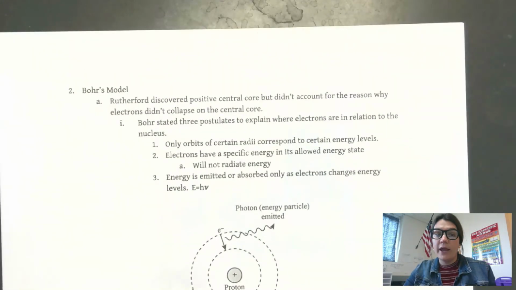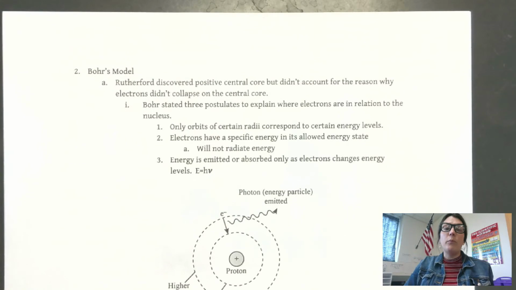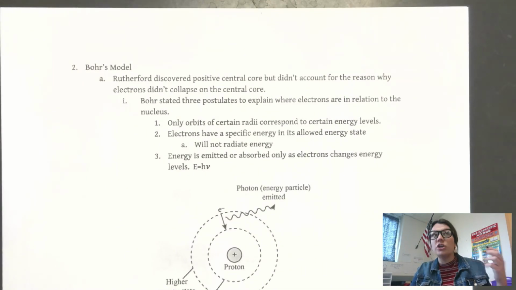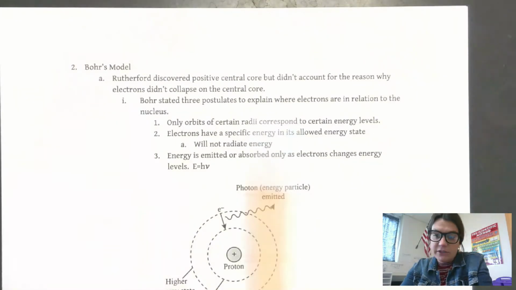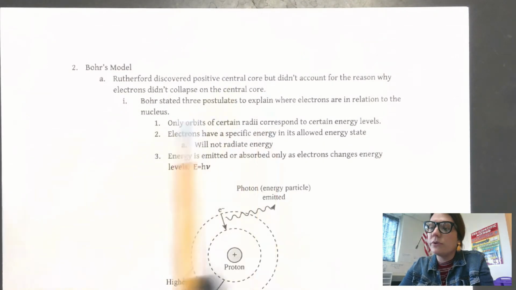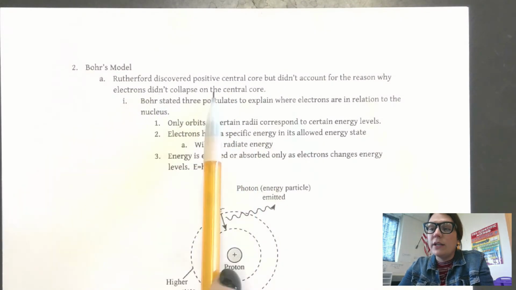Bohr came after Rutherford. So if you remember Rutherford from first level chemistry, Rutherford is the guy that shot particles through gold foil, and most of them went through, but some of them came back. So he identified the positively charged central core, the nucleus. Let me just read what this says. It says Rutherford discovered the positive central core, but didn't account for the reason why the electrons didn't collapse on the central core.